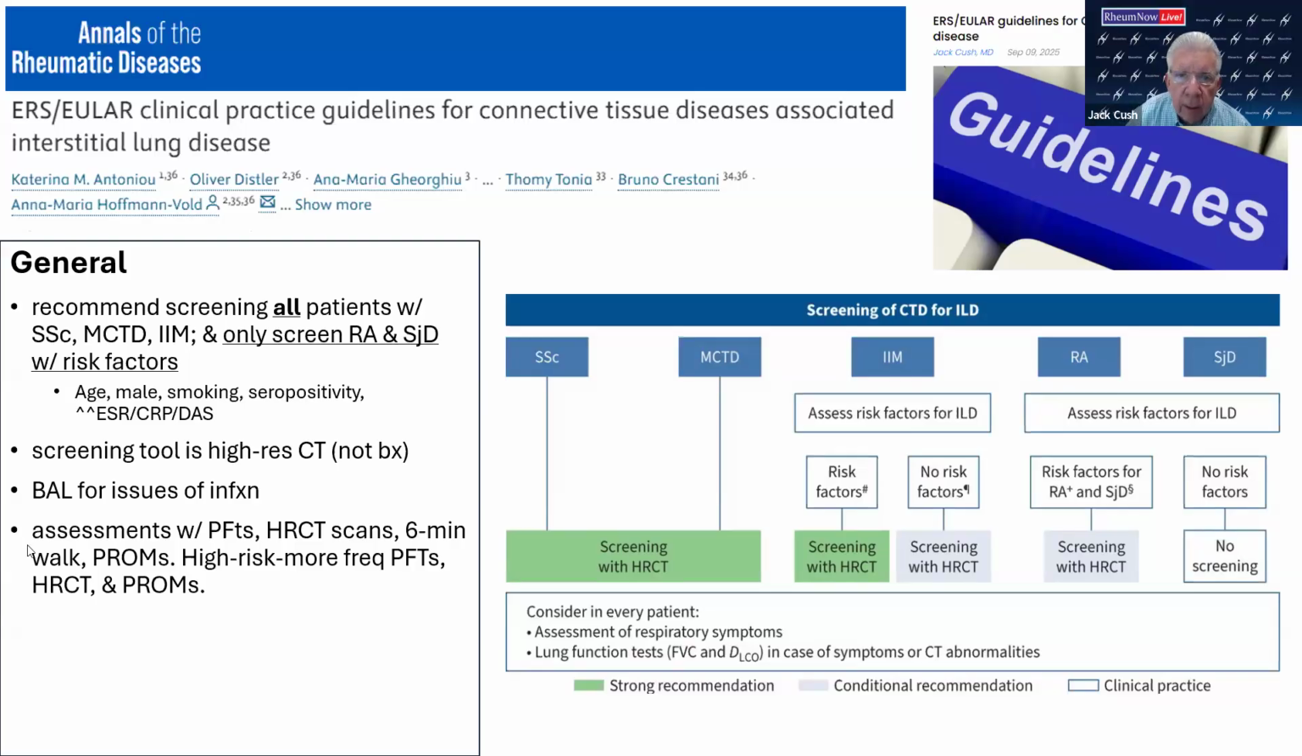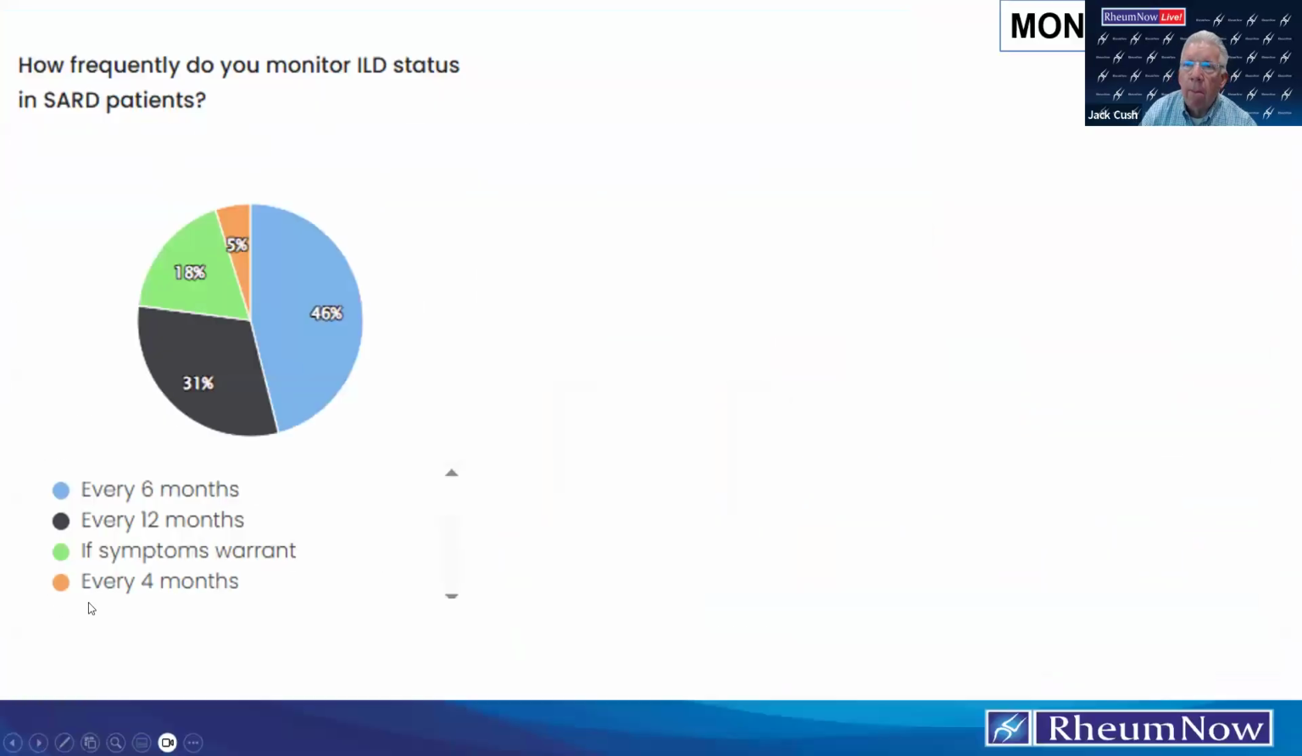So the other thing in the guidelines was that bronchoalveolar lavage is not routinely recommended unless there's a suspicion for infection. Shani, would you agree with that, I assume? Absolutely. And then they did get into monitoring. And by here, we're talking about what are the tools that you use for monitoring? That could include not just high-res CTs, but PFT, 6-minute walk time, patient reported outcome measures. And so let's ask some questions about monitoring.